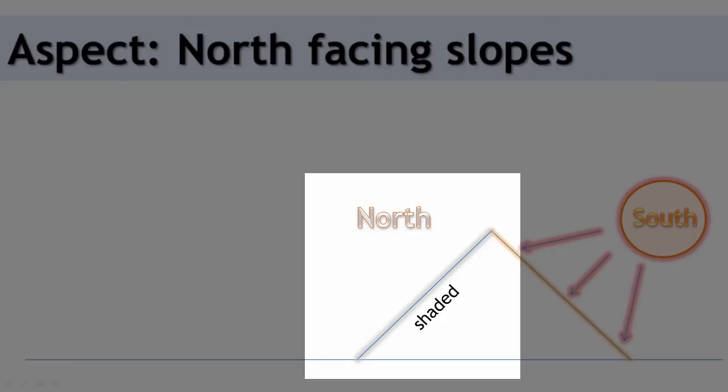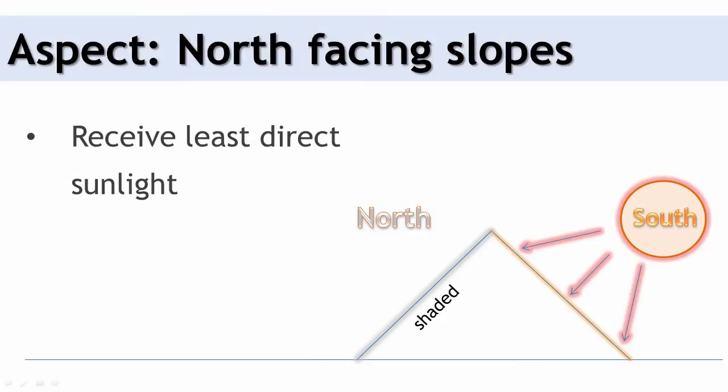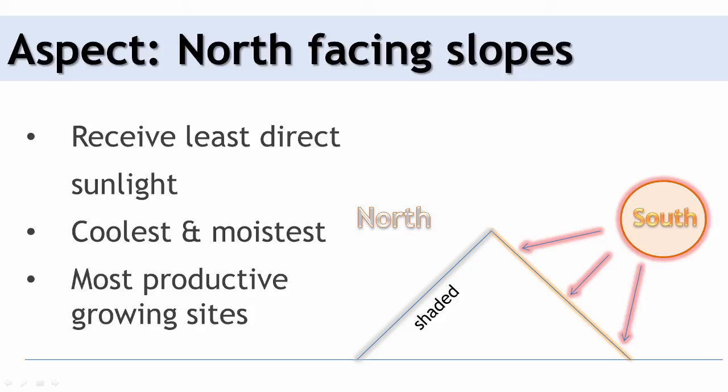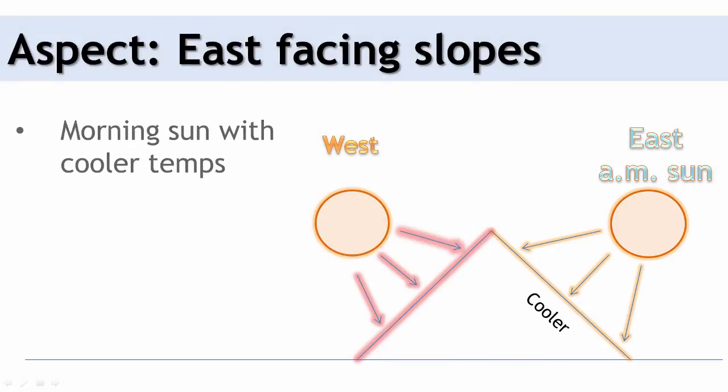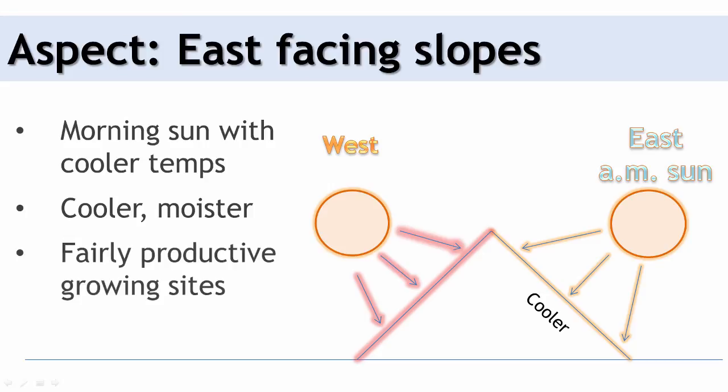Slopes facing to the north receive the least direct sunlight and are typically cooler, moister sites. This creates a superior growing environment where trees are able to obtain their best height growth. North-facing slopes can be some of the most productive growing sites. And east-facing slopes receive sun during the morning when air temperatures are typically lower. Therefore, east-facing slopes lose less water to evaporation and are less likely to experience moisture stress, unlike west and south-facing slopes. East-facing slopes can be fairly productive growing sites.